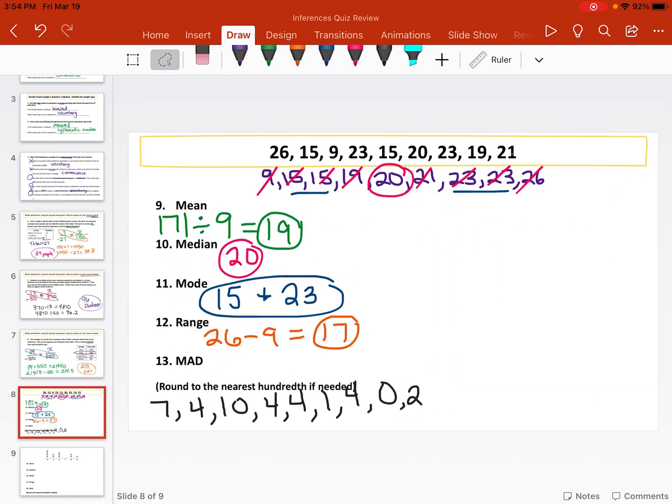So now using this new data set that I just found, I am going to find the mean of those numbers. Add all of those up and divide by how many there were. So 7 plus 4 plus 1 plus 4 plus 4 plus 1 plus 4 plus 2 gives me 27, divided by, again there were 9 numbers, which gives me a MAD of 3. So my MAD is 3.